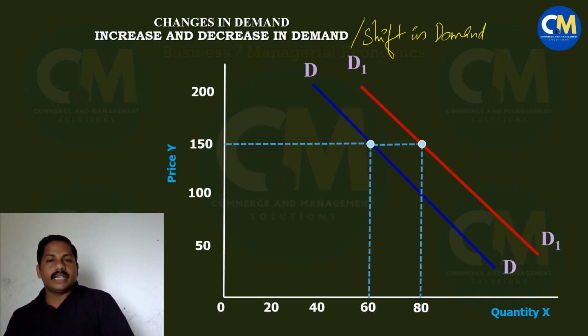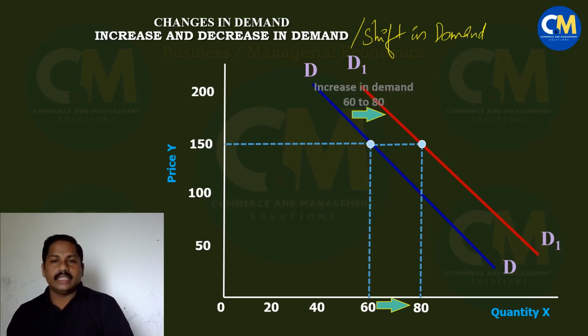If the quantity demand is changing in such a way without changing the price, by changing other factors, that will be called as increase in demand, or we can say rightward shift in demand. It is called as rightward shift, rightward shift of the demand curve. Hope you clear that, right?